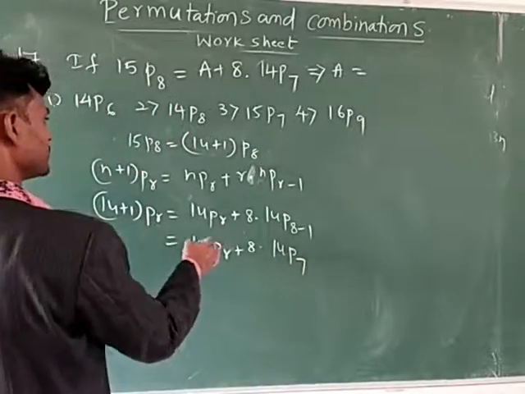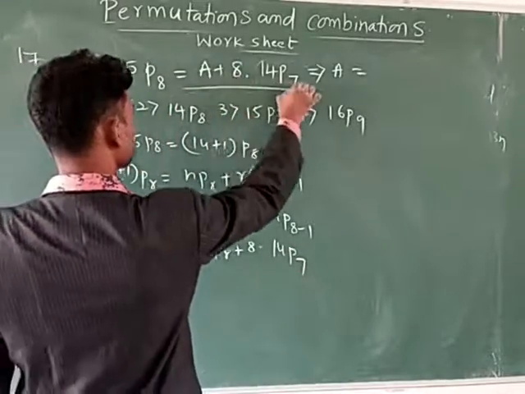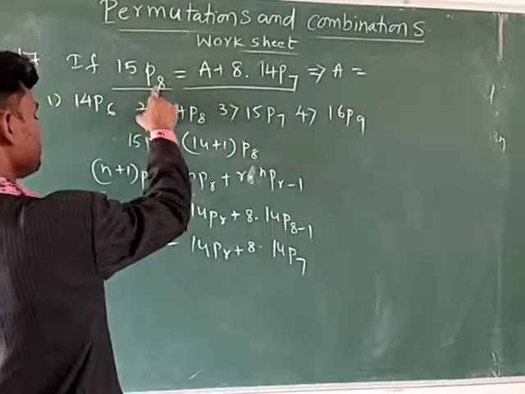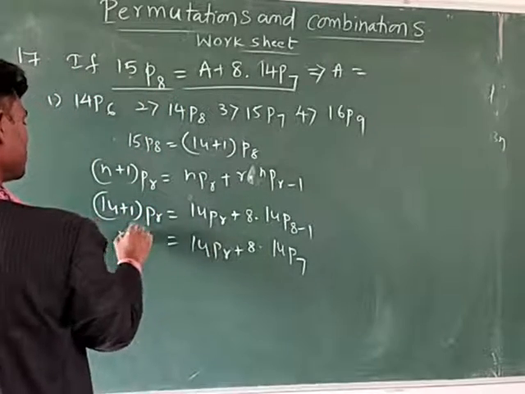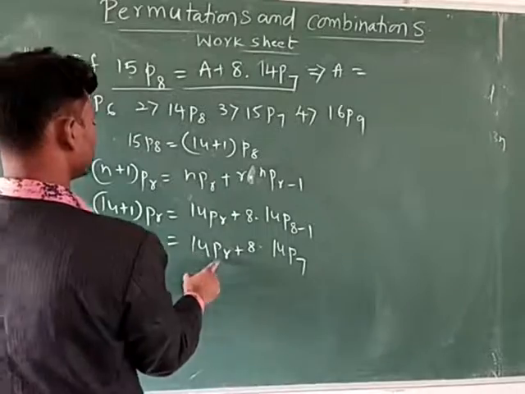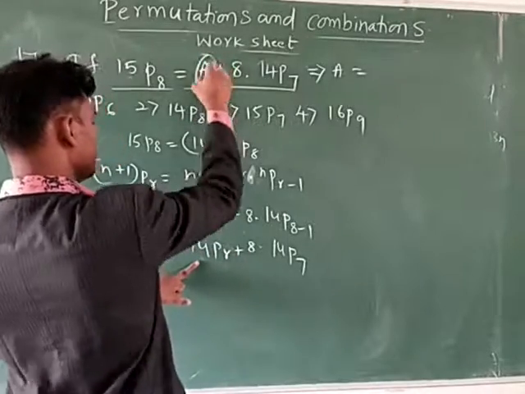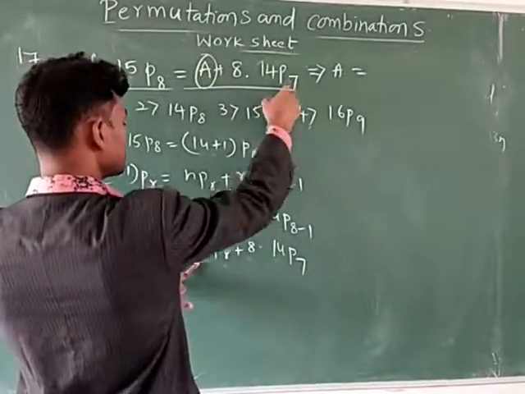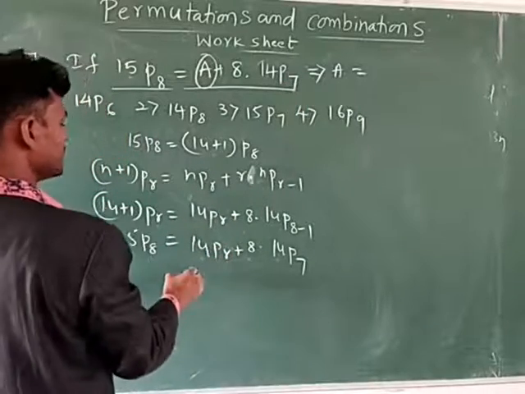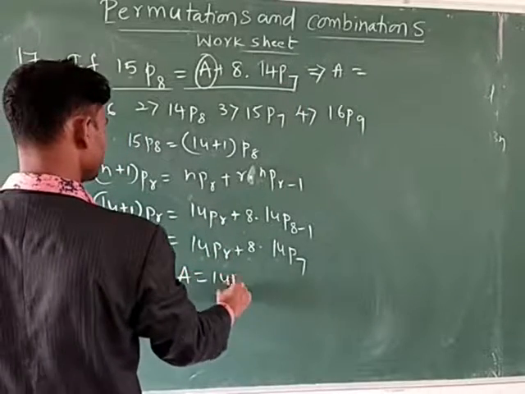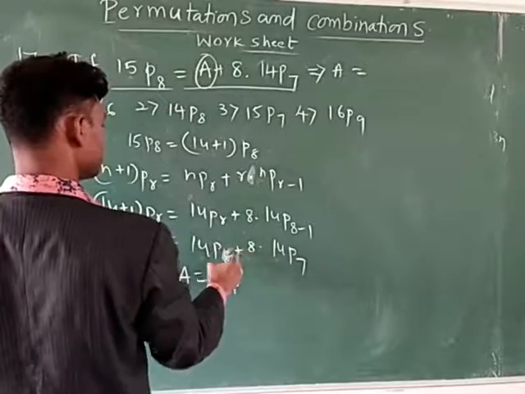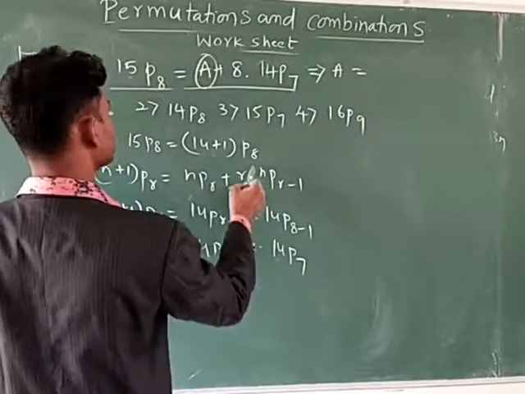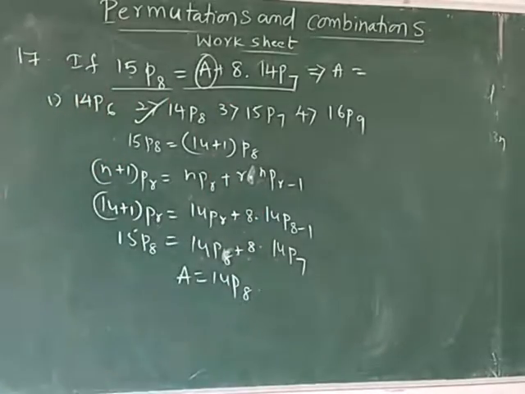Now compare with the given equation. This one is 15P8, which is 14 plus 1, 15P8 is equal to 14P8. This is a, then 8 into 14P7. Then the value of a is 14P8. You have to write 8 here. Then which option? Second option.